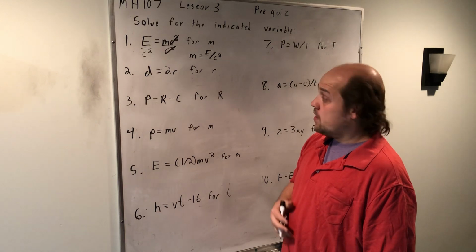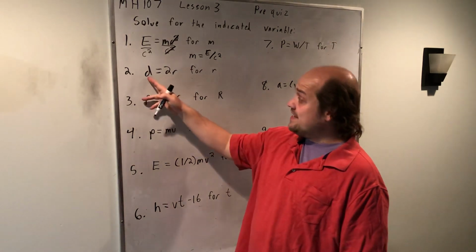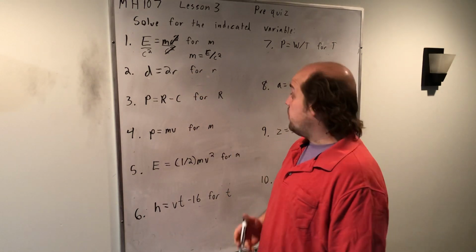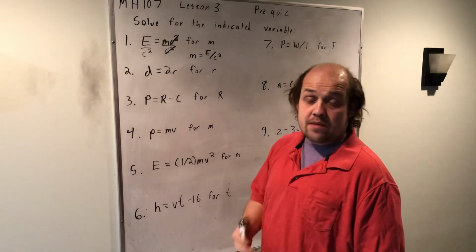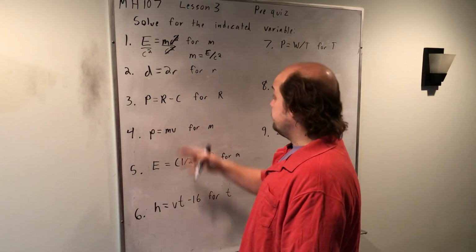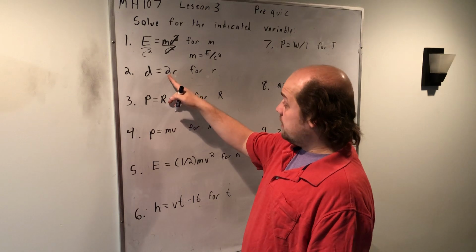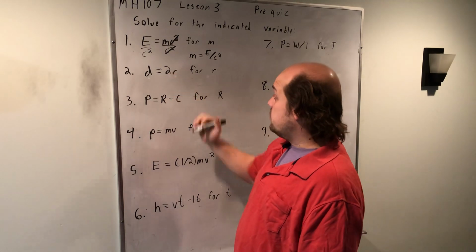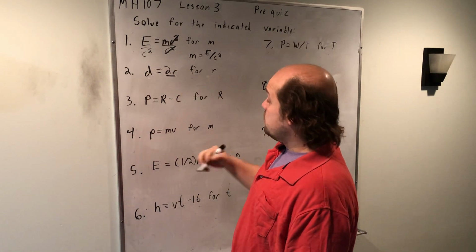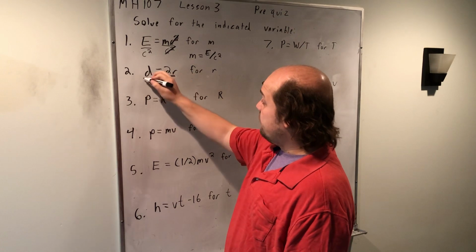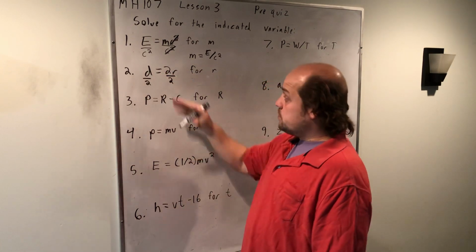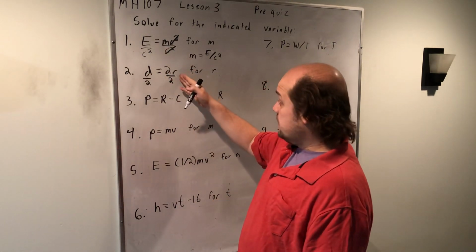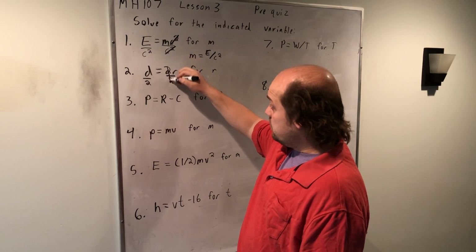For problem 2, we're asked to solve d equals 2r for r. Again, I begin by looking for the variable I'm trying to solve for and saying what mathematical operations are happening to that variable. Here's the r. What's currently happening to the r is it has a 2 in front of it, which means it's being multiplied by 2. The way I undo multiplication is with division. So if the r is being multiplied by 2, I'm going to divide each side by 2. As always, whatever I do to one side of the equal sign, I have to do to the other side of the equal sign.